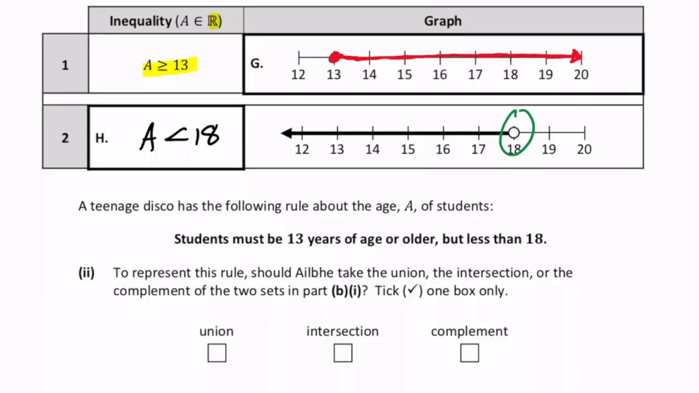A teenage disco has the following rule about age of students. Students must be 13 years of age or older, but less than 18. To represent this rule, should Ava take the union or the intersection or the complement of the two sets in part B1? And we tick a box. Well, in this case we want it to be the intersection because it applies to both things. That you're greater than or equal to 13 but less than 18. So that would be the intersection. It would include both parts.